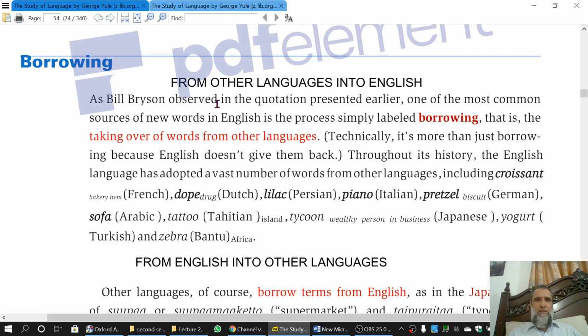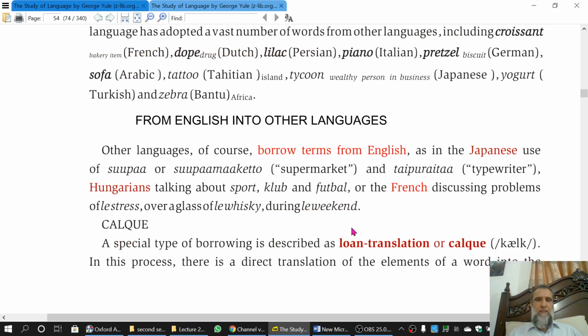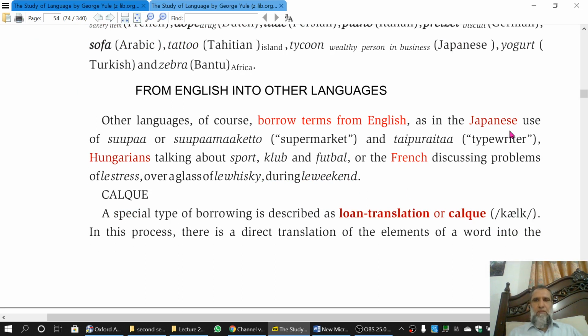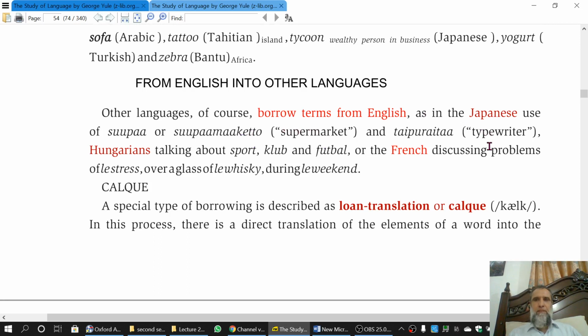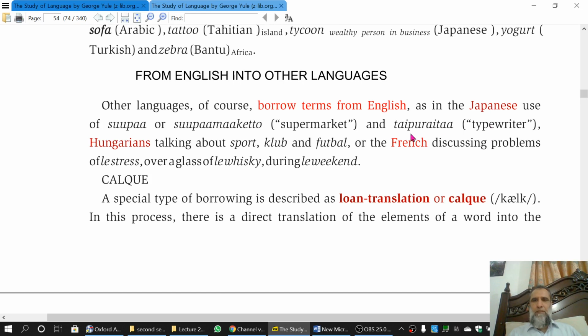So these were the words which were borrowed by English from other languages, but other languages have also taken or borrowed words from English. For example, Japanese say supermarketo. This is actually taken from English, supermarket. And then the English word is typewriter, and they have taken this typewriter and use it in the Japanese language, which is a borrowing from English.